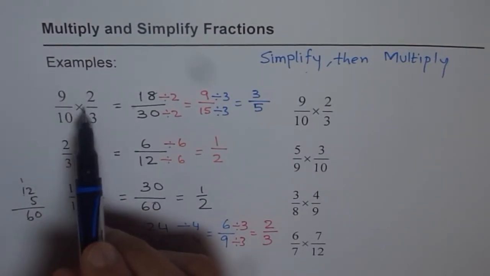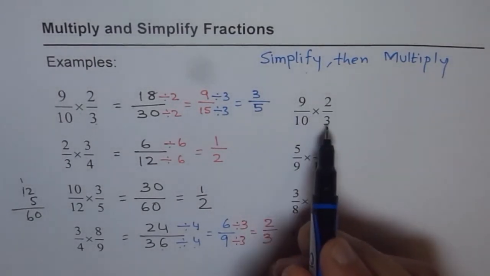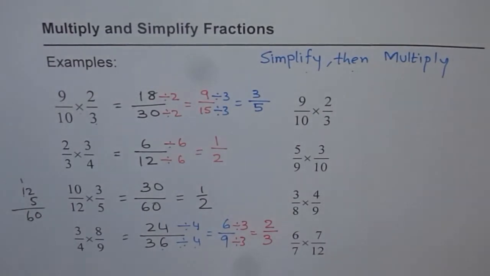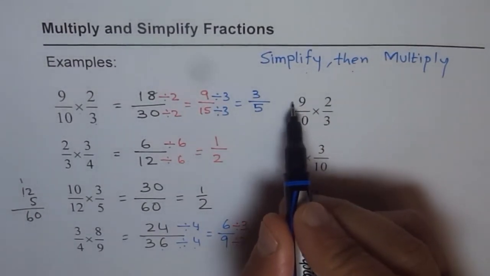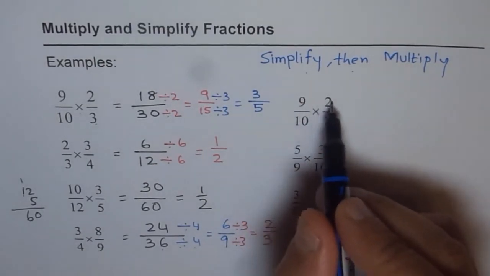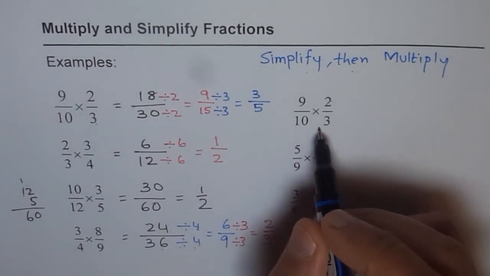9 over 10 times 2 over 3. Let me do this question again by first simplifying and then multiplying. Okay, so let's do it. Let's simplify. Now, treat both numerators together and denominators together. Ultimately, you have to multiply them, right? So, do you see some common factors?